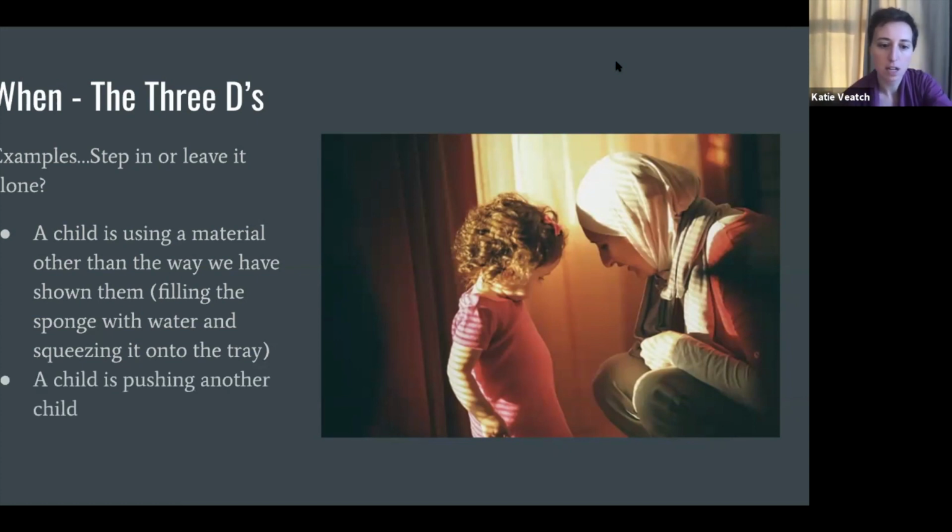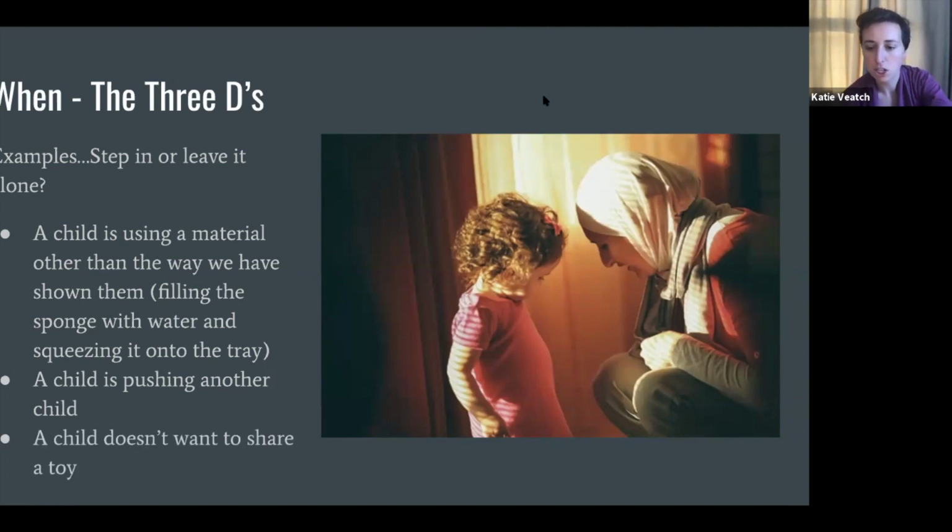How about if a child is pushing another child? Thumbs up to intervene, thumbs down to leave it alone. Okay, lots of thumbs up. I would intervene. When someone's actions impact another person's bodily rights, I'm going to intervene and help set a boundary there, because someone's having a hard time.